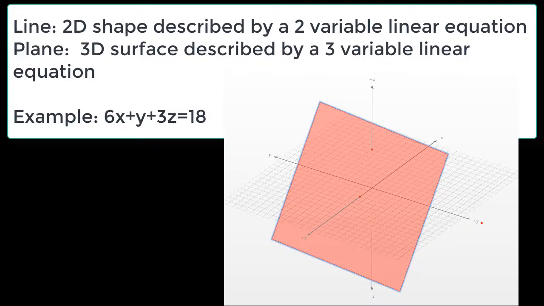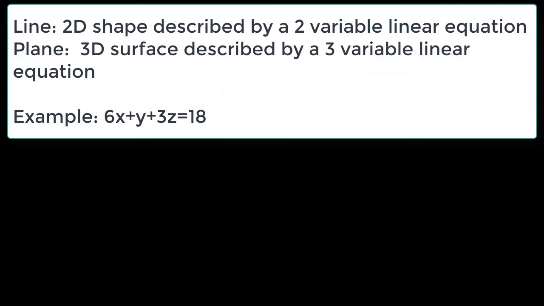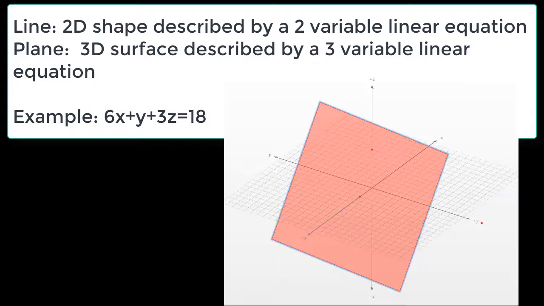The plane connects an infinite number of points that satisfy the three-variable linear equation, and it also goes in three dimensions. What you see here is an example of a plane with the equation 6x plus y plus 3z equals 18. So you notice the shape is in three dimensions, and it represents the set of all points that satisfy this linear equation. Instead of being a line, it's actually a plane, which is like a piece of paper that goes on forever in all directions.